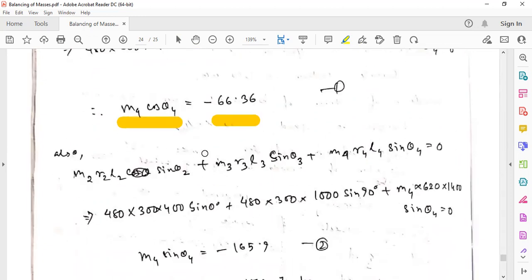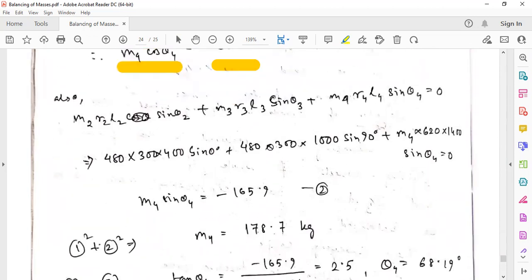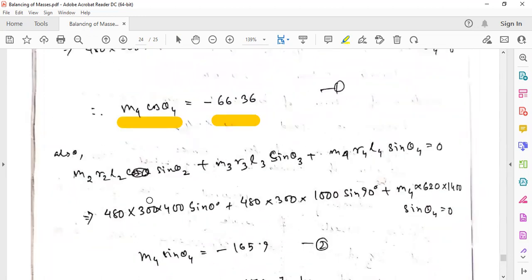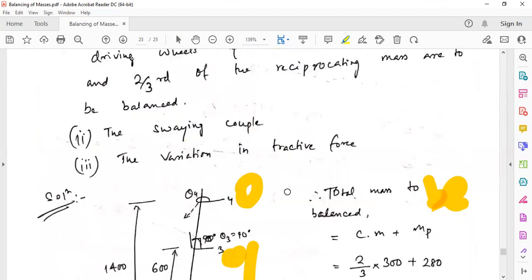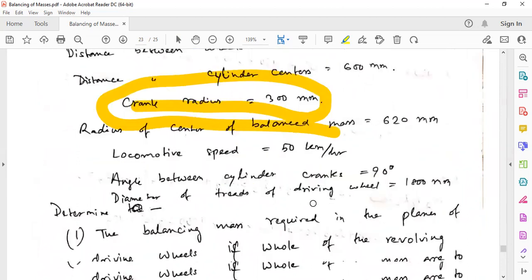Similarly, by finding out the vertical components of these forces, we have found m4 sin theta 4 is this. Okay, just write m2 r2 l2, m3 r3 l3, all the values are given. See, R2 is given as 300, R3 is also given as 300. Why? Because you see, the crank radius, okay, crank radius is 300.